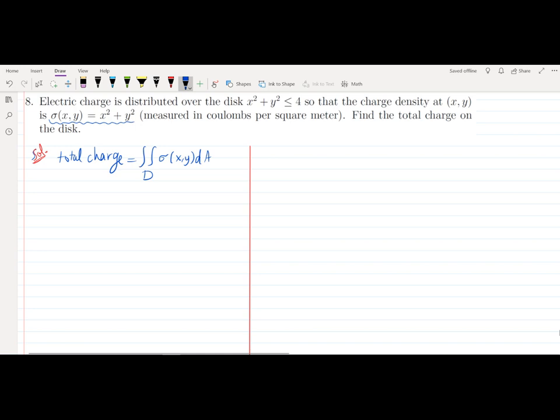And the region is described as the entire area or interior of the disk, which is x squared plus y squared less than or equal to 4, and we can sketch this disk in the xy plane. It will be like this. This is the region D. And if you remember, we can get the equation of the upper bound, which is y equals positive root 4 minus x squared, and the lower part, which is y equals negative root 4 minus x squared.